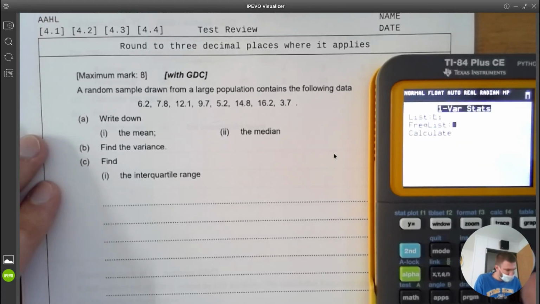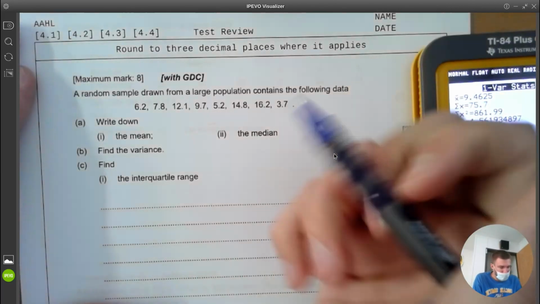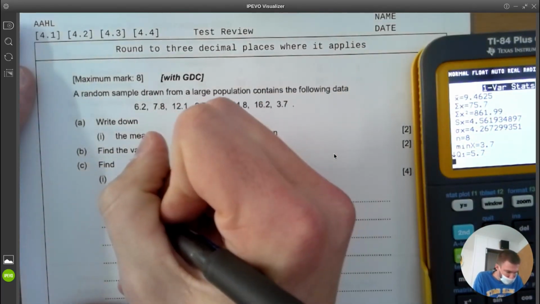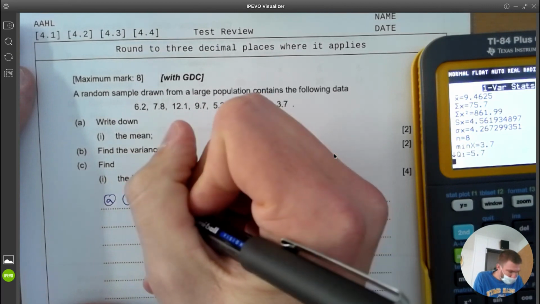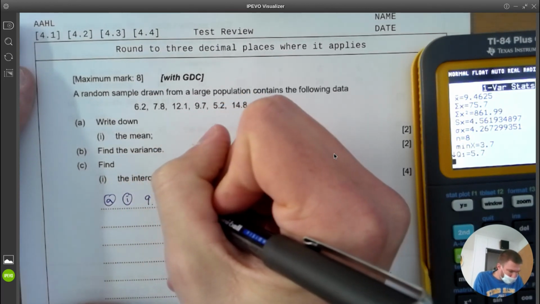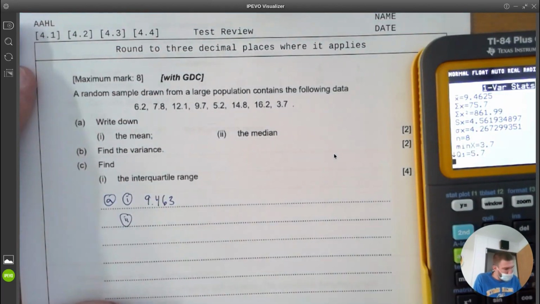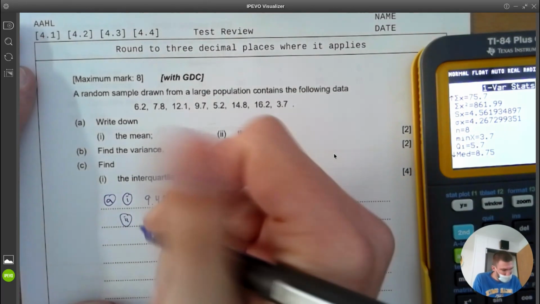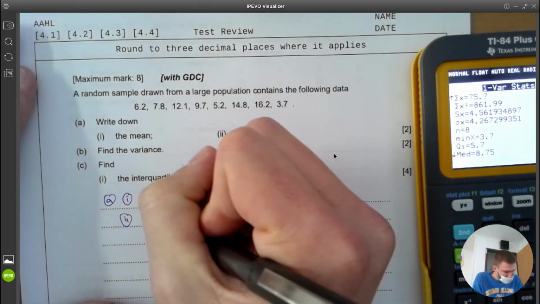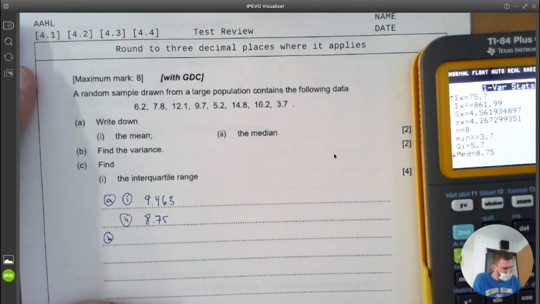Stat, calculate, one variable statistic. The mean, 9.463, I guess. The median, there it is, 8.75. B, find the variance.